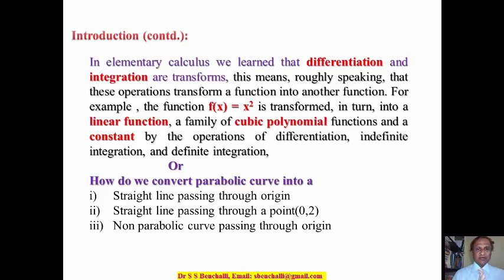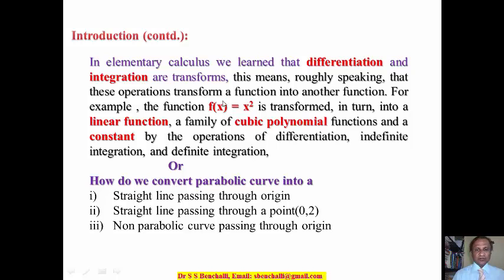Is it clear? So in elementary calculus, we learned that differentiation and integration are transforms. This means, roughly speaking, that these operations transform a function into another function. For example, the function f of x is equal to x square is transformed in turn into a linear function, a family of cubic polynomial functions and a constant by the operations of differentiation, indefinite integration and definite integration.